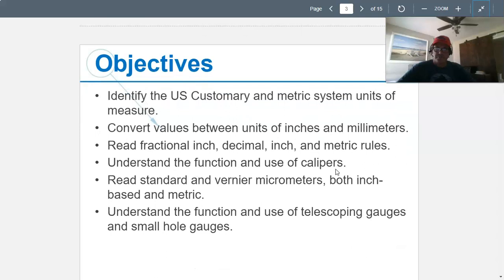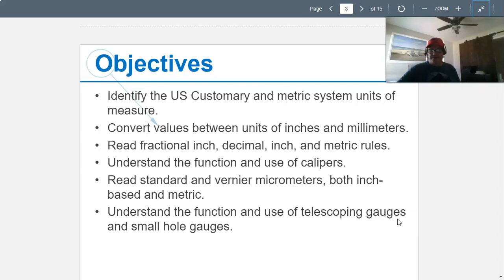So for Unit 6, we're going to identify the customary and metric system units of measure. Hopefully you're familiar with that. And then we're going to be able to convert values between units of inches and millimeters, read fractional inch, decimal inch, and metric rules, understand the function and use of calipers, read standard and vernier micrometers, both inch-based and metric, and then understand the function and use of telescoping gauges and small hole gauges.